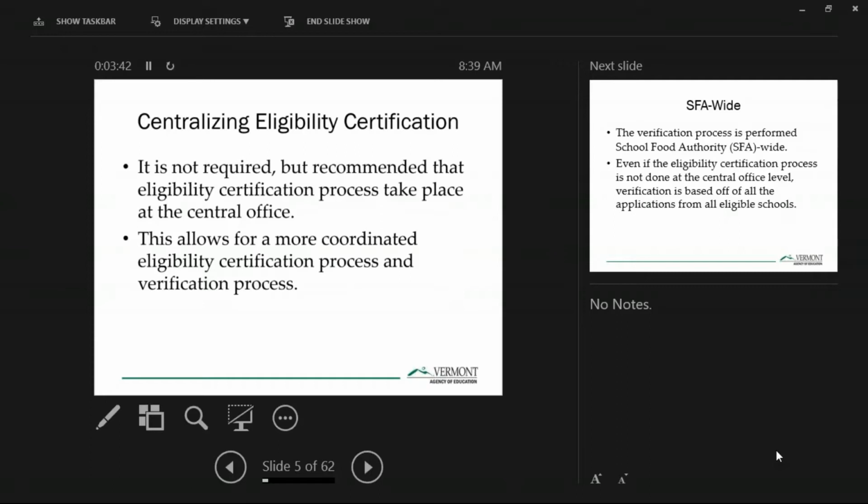One of the things that we have seen going out on reviews and just in discussing best practices with different school food authorities is that centralizing eligibility certification has been a really beneficial practice for folks. It allows more coordination of eligibility determination, and it's really beneficial for the verification process in particular. This is not required, of course. It's just something that we highly recommend.